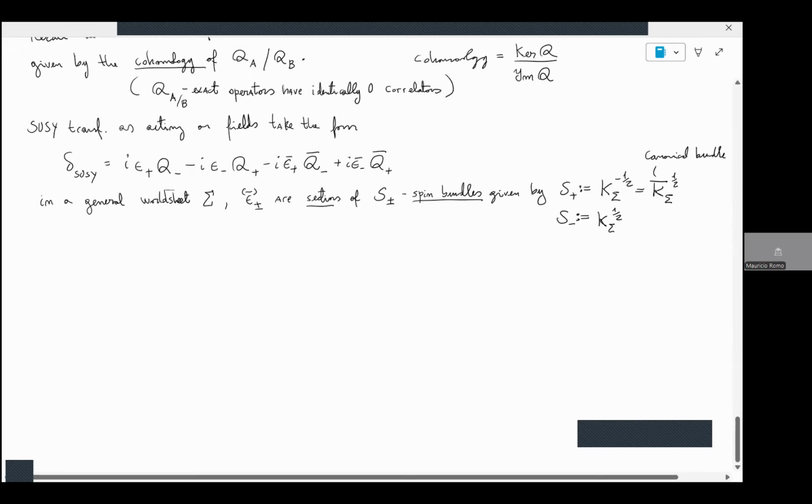So if you want to study such a sector, you need to have unbroken supersymmetries, of course, unbroken supercharges, at least some of them. So if you go back to the origins of this supersymmetry, as I mentioned, the general supersymmetry transformation acting on fields takes this form, and these epsilons are the parameters of the supersymmetry.